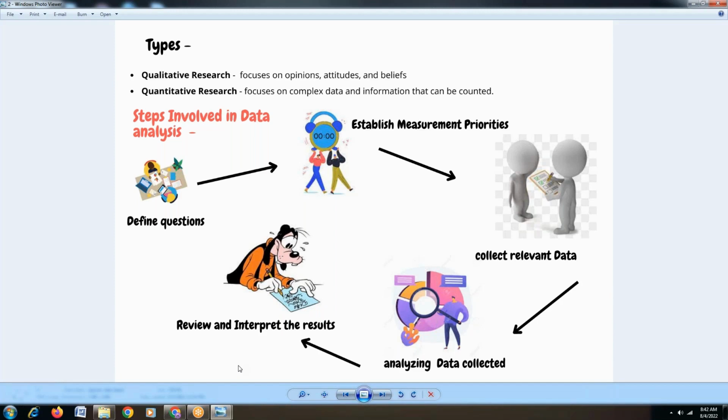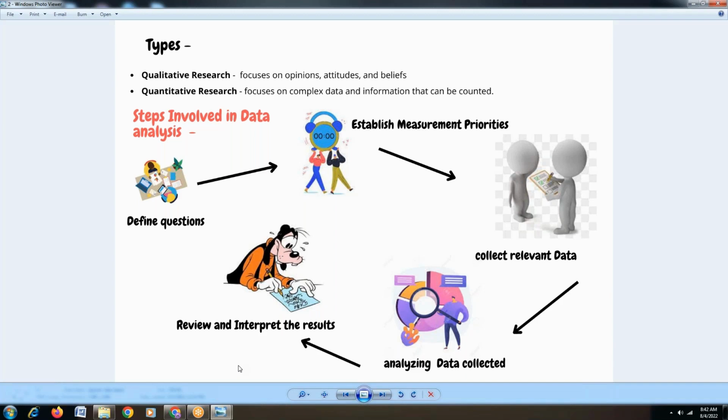Now, when we talk about the steps involved in data analysis, the first part is that we need to define the questions which have arisen with us, and how to address those questions. That is what we have to do first. Next, we need to establish the measurement of priorities. What priorities do we have, and how to measure them, is the second level.